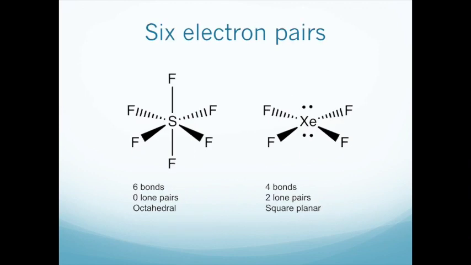Then there is the case of 6 electron pairs. If you have this contained within 6 bonds with no lone pairs, it is an octahedral geometry. And sometimes you have strange molecules like xenon tetrafluoride, which has the fluoride atoms in a plane, also known as the square planar arrangement, and then the 2 lone pairs are up top and bottom.